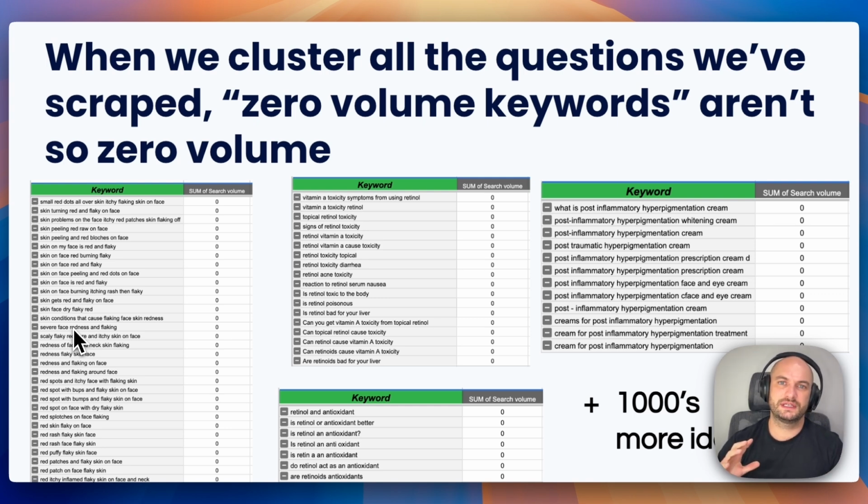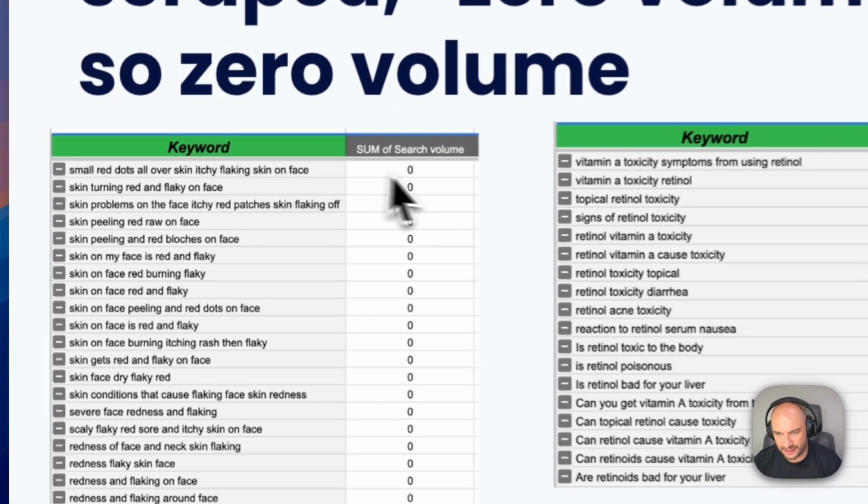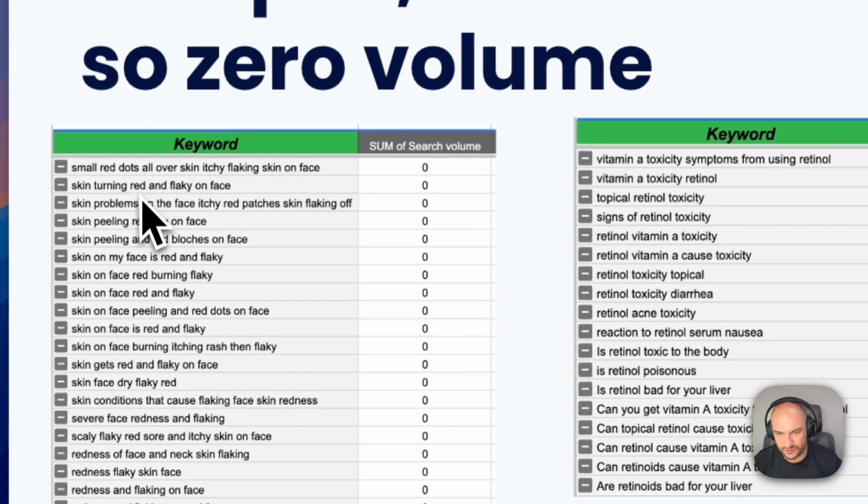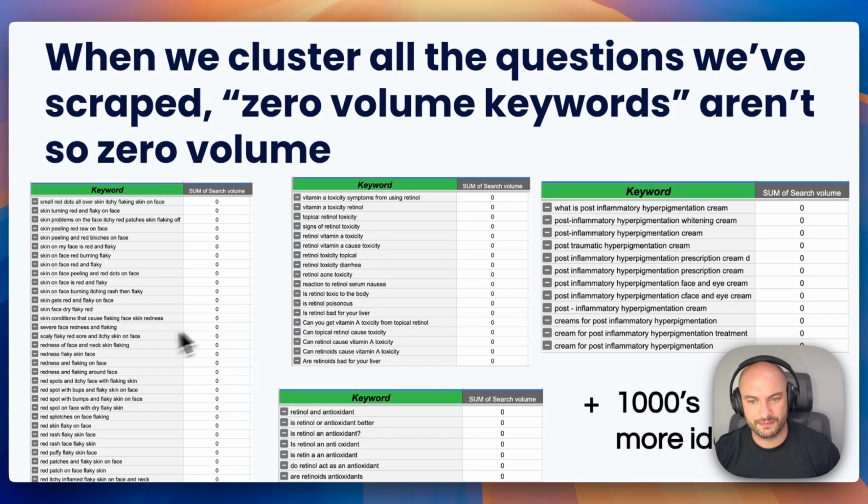And it's not until you see the collective of all of them that you actually go, okay, maybe this one here has zero volume, but it's in the same cluster as all these other ones to do with skin on red face burning, skin on red face and flaky, skin on face peeling and red dots on face. Okay, all those keywords have zero volume, but the collective amount of them means that this same question is just being asked 100 different times, and that's why keyword research tools don't have it.